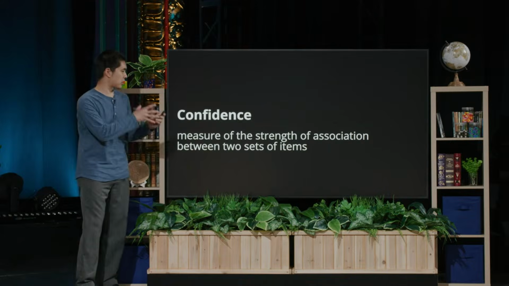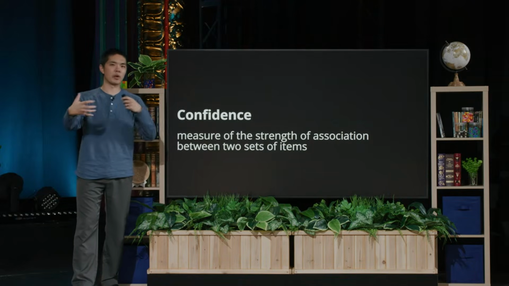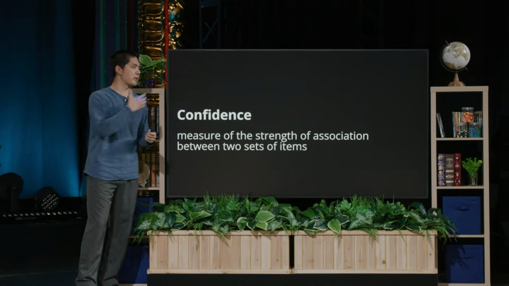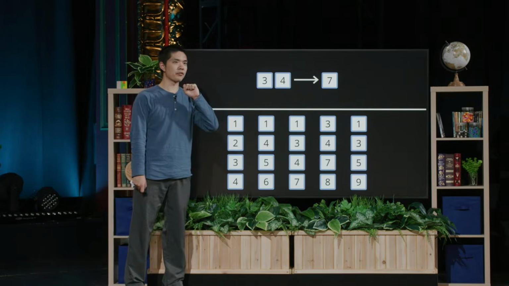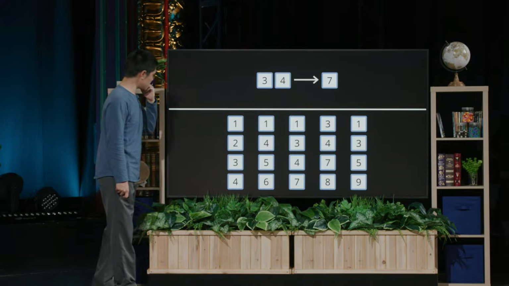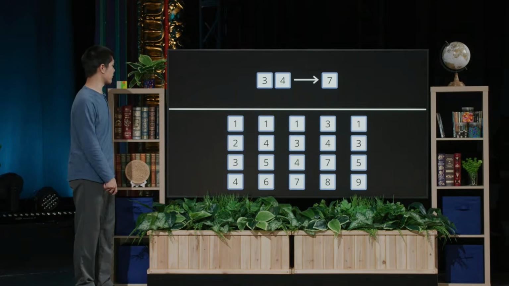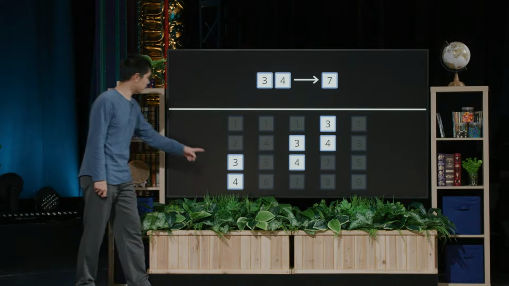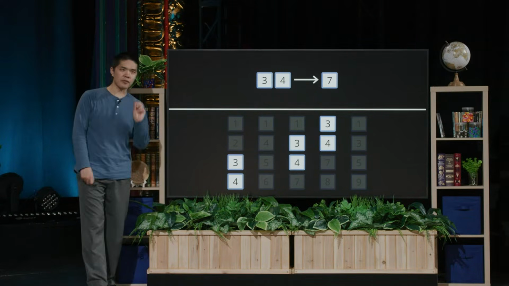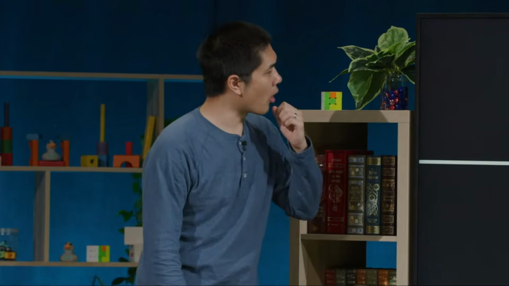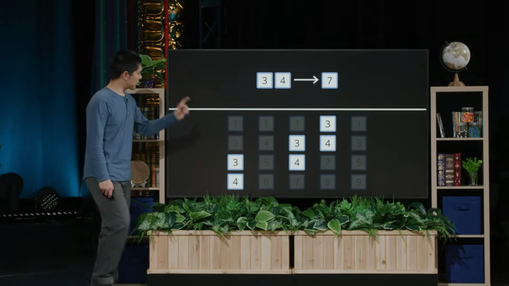Confidence measures how strong the association is between 2 different sets of items. So in this case, I'm interested in measuring how strong is the relationship between buying 3 and 4 and buying 7. Well, how many of our shoppers bought items 3 and 4? Turns out there are 3 of them. So 1, 2, 3 shoppers bought items 3 and 4 together. And of those 3 shoppers, how many of them also bought item number 7? Well, in this case, just 2 of them.